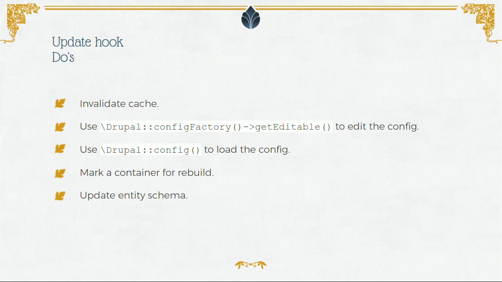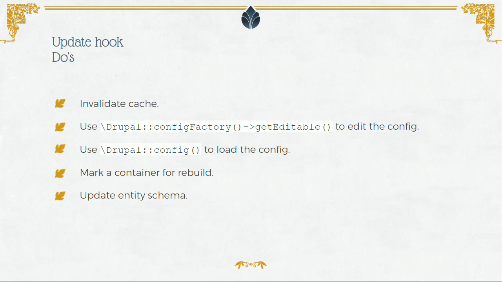So let's talk about some do's and don'ts of update hooks, some things we should and shouldn't do in update hooks. Something like invalidating the cache we should do in update hooks. We shouldn't clear the cache, because cache tables can be changed. We can change the structure of caching. We may be adding a new cache table or removing some cache table. So always invalidate the cache, because if you invalidate the cache at the end of the execution of all the update hooks, we will clear the cache, and that would be it.